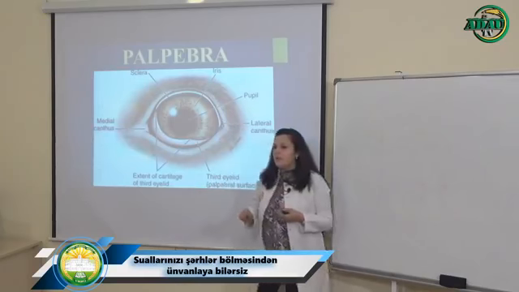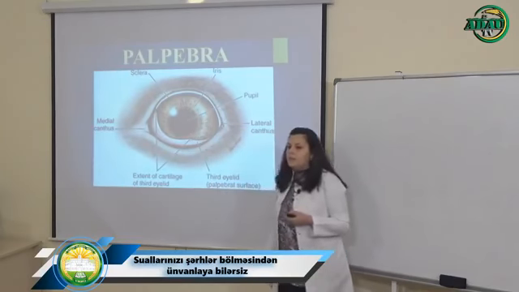The eyelid has 3 main layers. From the outside there is skin which covers the palpebra.